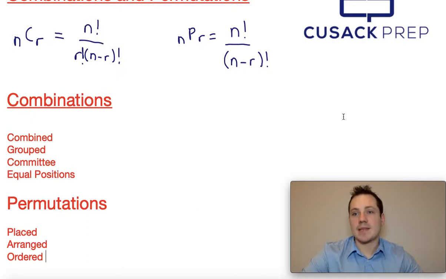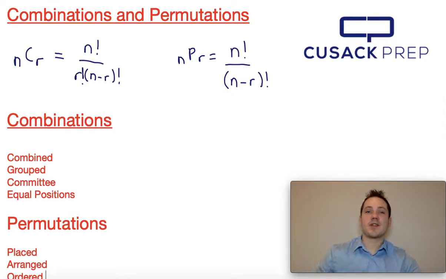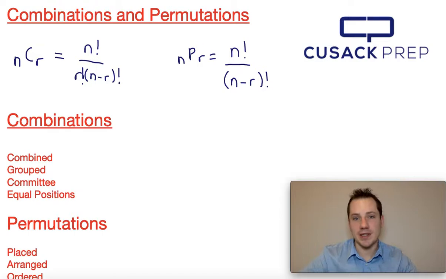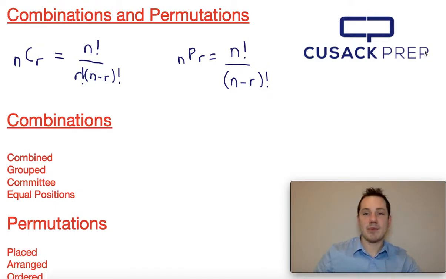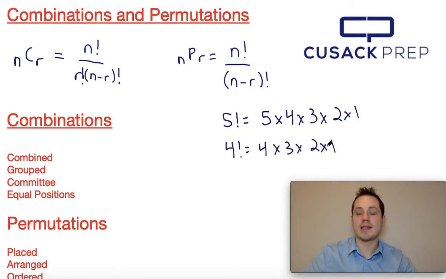Now, what do these little exclamation points mean? So it's important that you know that that's called factorial. So a factorial is just a fancy way for saying you keep multiplying by successively smaller numbers until you get to 1. So for example, if I had something like 5 factorial, this just means 5 times 4 times 3 times 2 times 1. If I have something like 4 factorial, I would start with 4, and I just keep multiplying by smaller numbers until I get down to 1. So that would be 4 factorial.